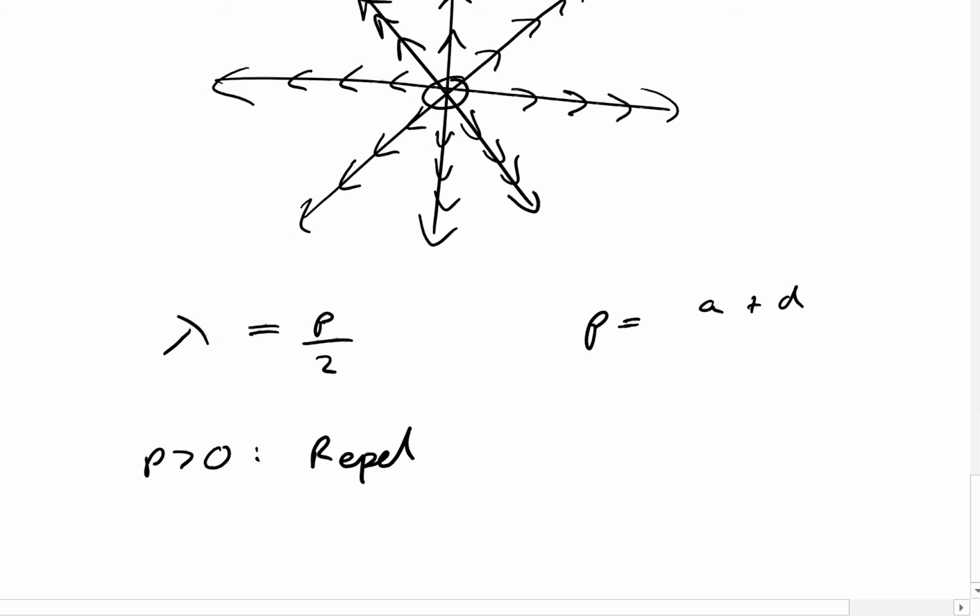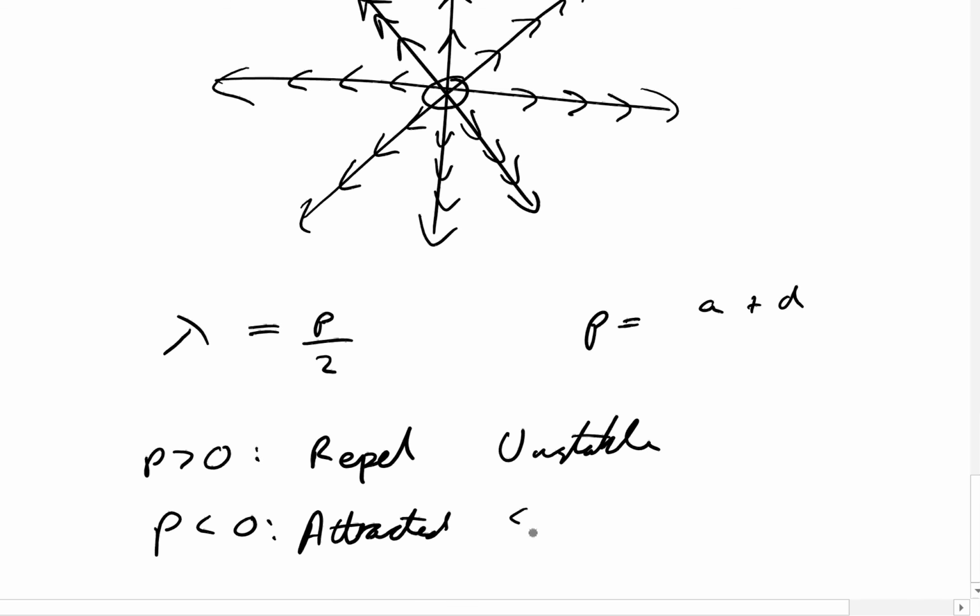So this is a repelling equilibrium point, or just unstable. That's absolutely fine. Okay. Now it's fairly obvious, hopefully, that if p is less than 0, then it's just going to be the other case. Okay, we're going to be sucked in. So we're going to have the attracting. We're going to be attracted. Okay. So we're going to have stable.